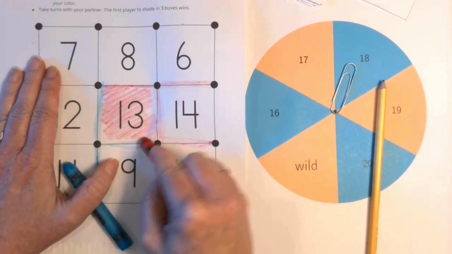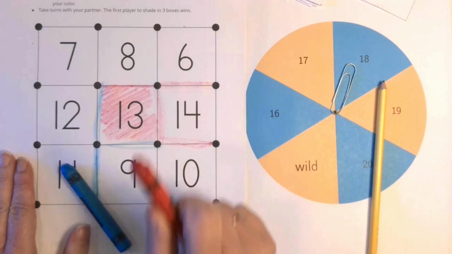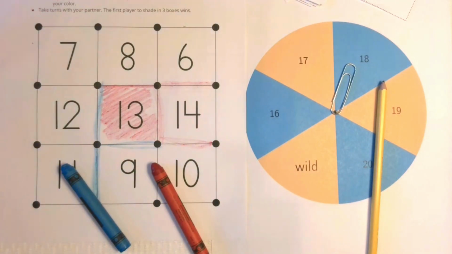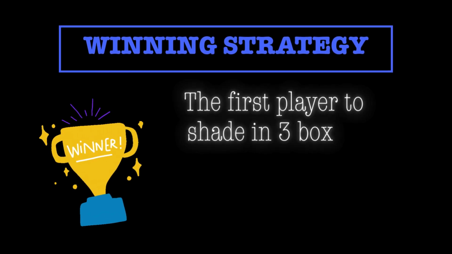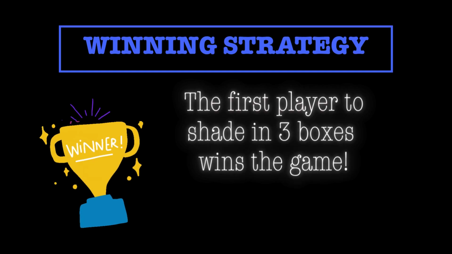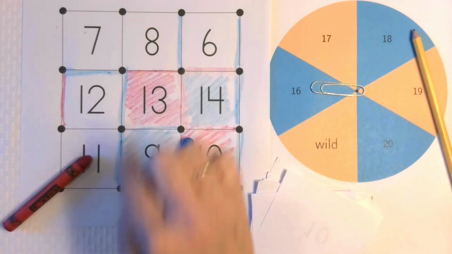If you are the last person to color a line segment around a number, you get to color in that square and capture it for yourself. And we will play until a certain number of squares are captured. A player wins the game when they are able to capture 3 squares on the game board.